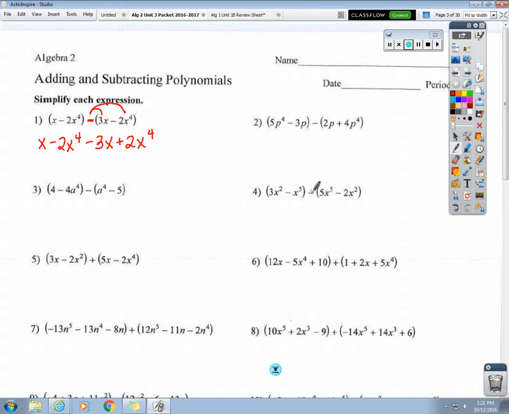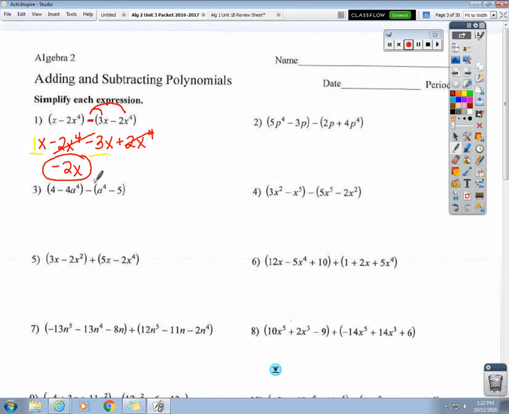Now all you're going to do is combine like terms. This is a 1x, right? What could it be combined with? Negative 3x. So what is 1 minus 3? Negative 2. So you have negative 2x. Then you have a negative 2x to the 4th and a positive 2x to the 4th. Right. So this is your final answer, negative 2x. That's it.